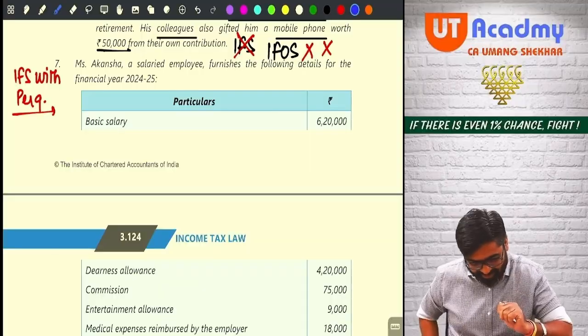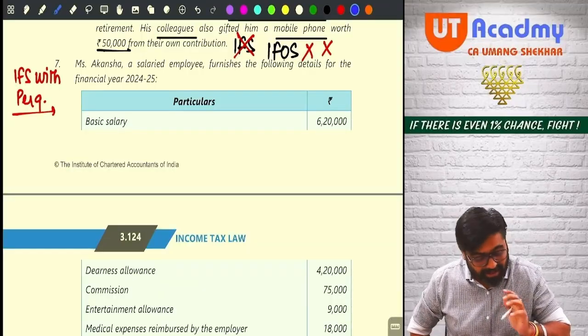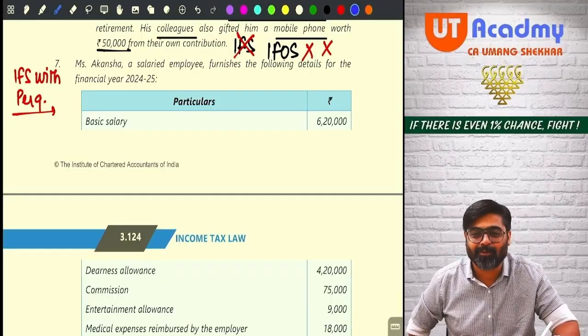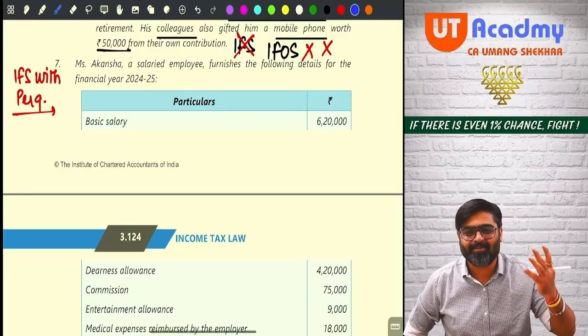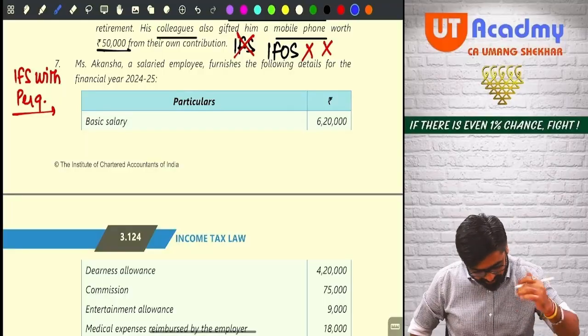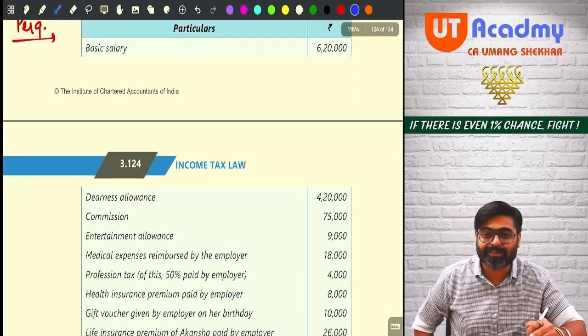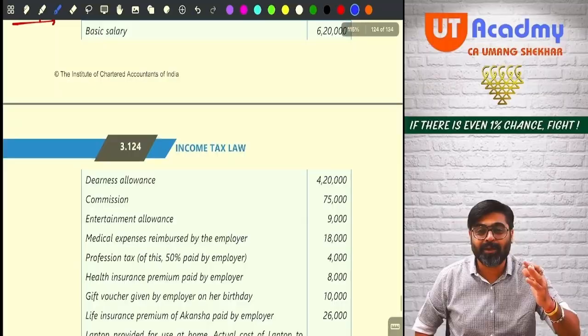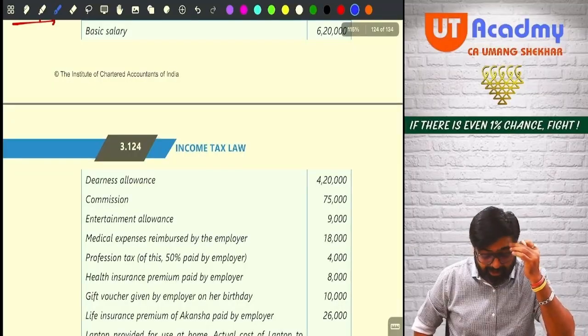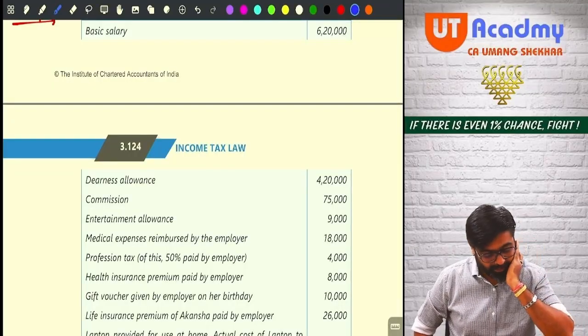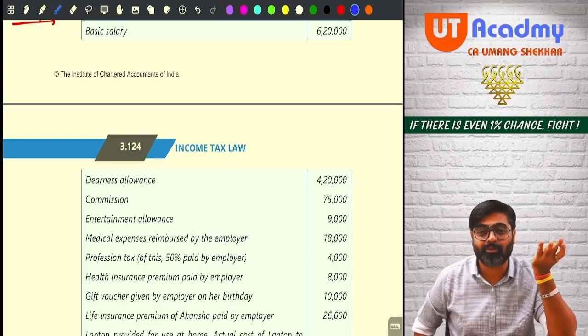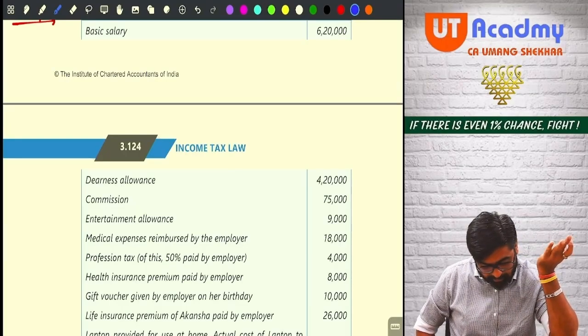But wait, she is earning a basic salary of 6,20,000. DA also she is getting, 4,20,000. Commission also she is getting, 75,000. Entertainment allowance of 9,000 she is getting.